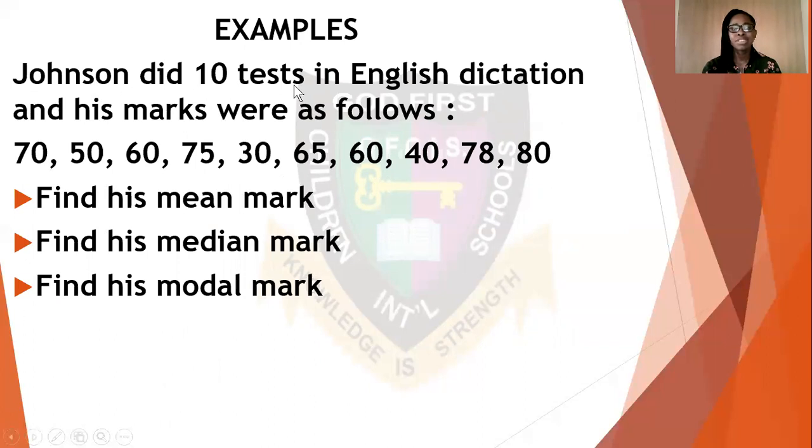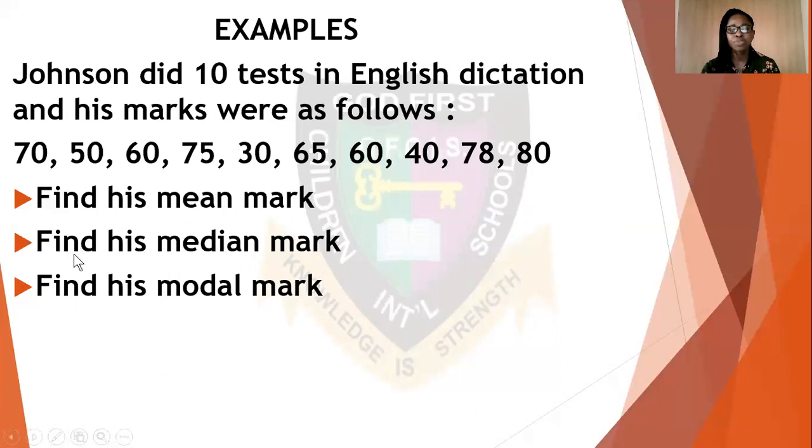Example: Johnson did 10 tests in English dictation, and his marks were as follows: 70, 50, 60, 75, 30, 65, 60, 40, 78, and 80. Question number 1, find his mean mark.